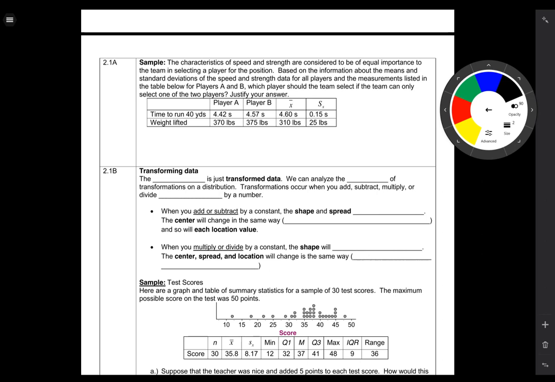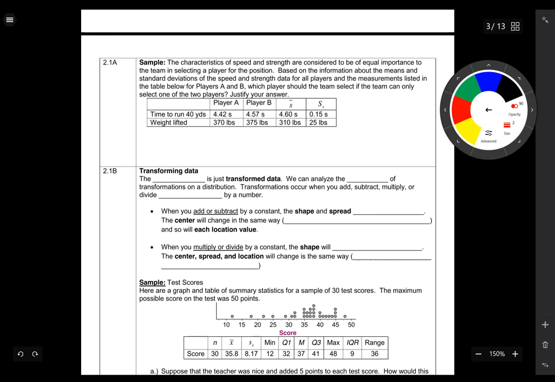Justify your answer. So it's similar to that last problem. You're choosing based on your data. So if we look at player A, you have the time to run 40 yards, and player A is faster than player B. It gives the mean and standard deviation for the time to run for each player. And then it also gives the strength or the weight lifted for each player and the mean and standard deviation for each as well. So let's go ahead and do the speed first.